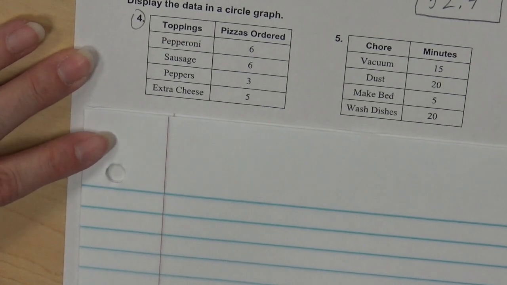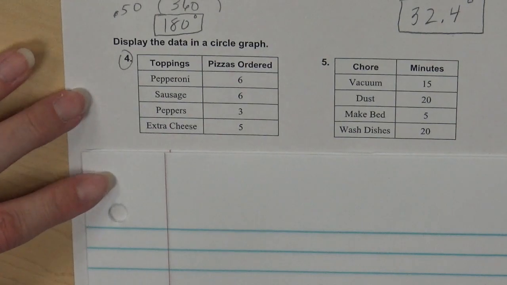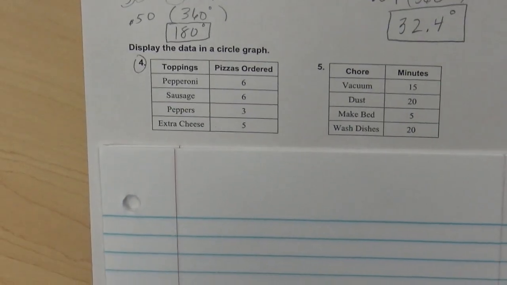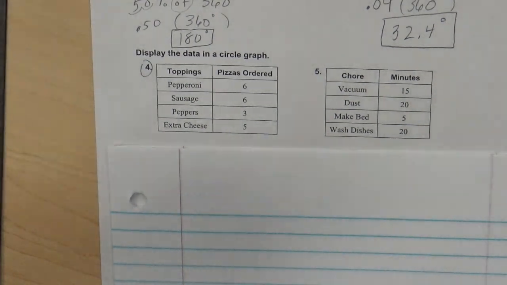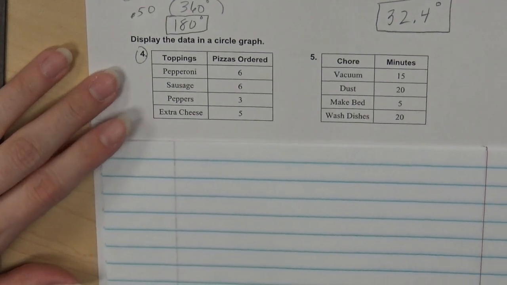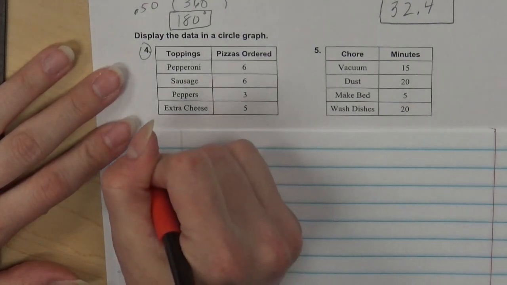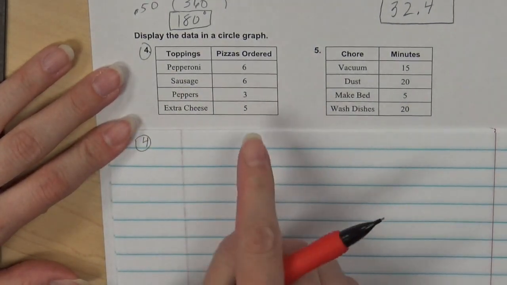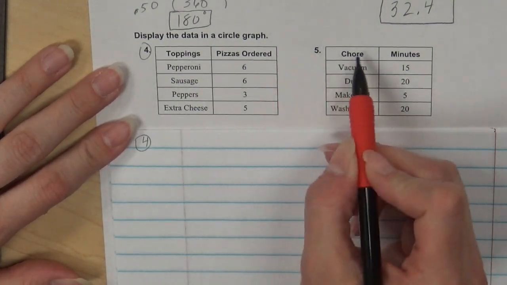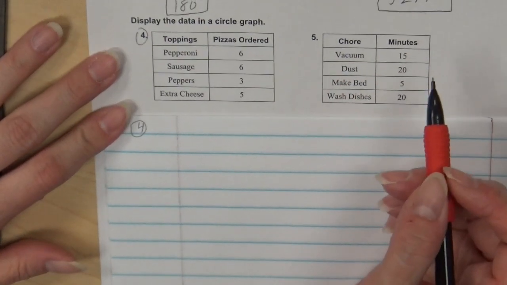Okay. And these are not difficult, but you do have to pay attention because there are a lot of things that are going on in these problems. All right, so for number 4, I'm going to turn it around this way, I guess. Okay, so for number 4, I'm going to first rewrite my table on my paper because I want to add some additional columns to the right of it.